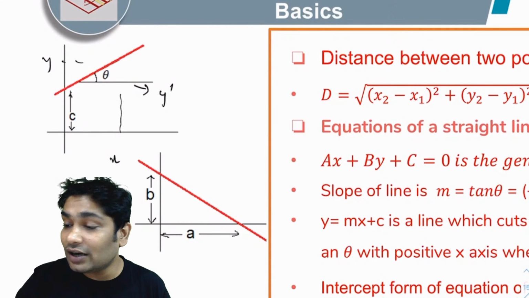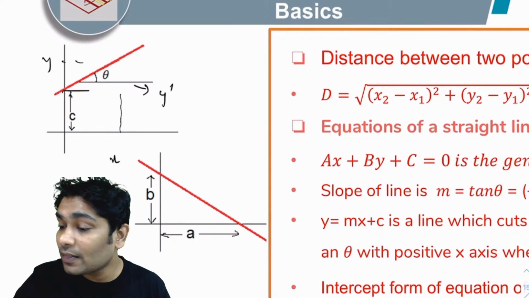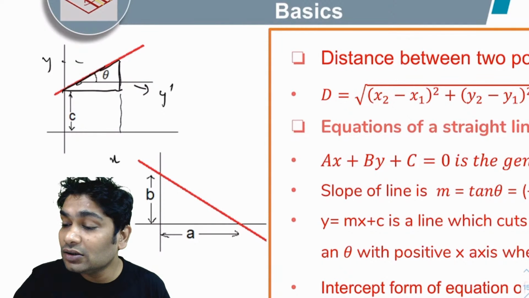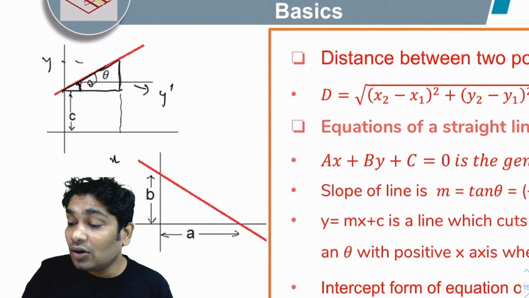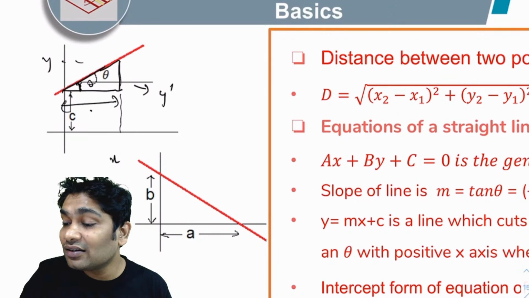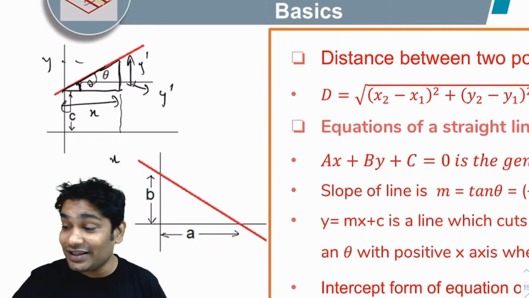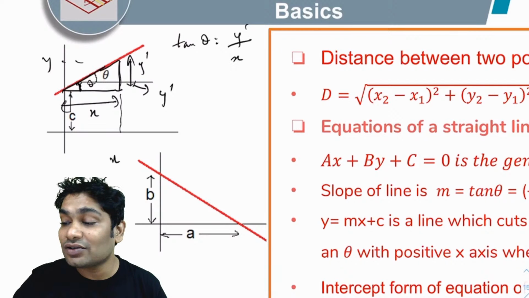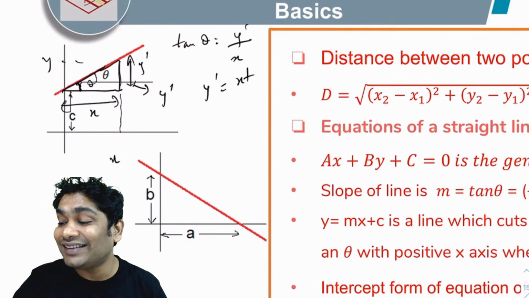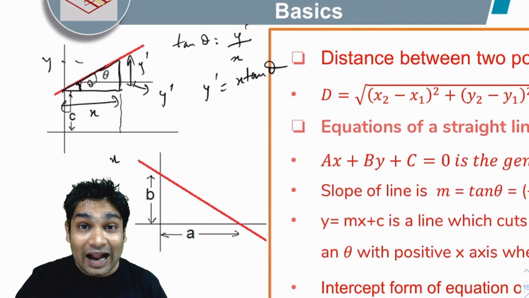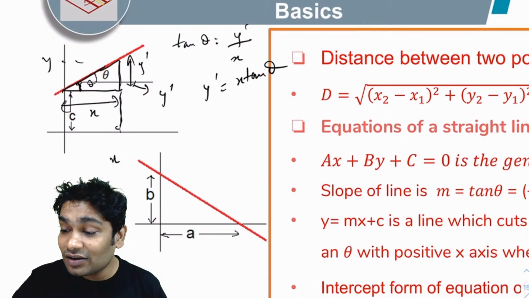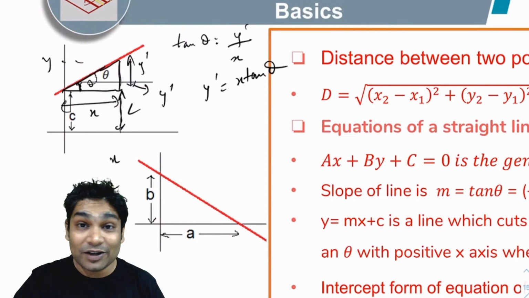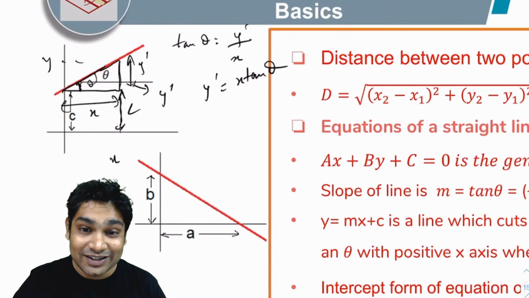If you look at this triangle, this is your theta, this length is x, and this is your y dash. From this triangle, what is tan theta? Tan theta is nothing but y dash over x. So from here I know y dash equals x tan theta. And what is the value of y? This length was c, so your entire y is nothing but y dash plus c.